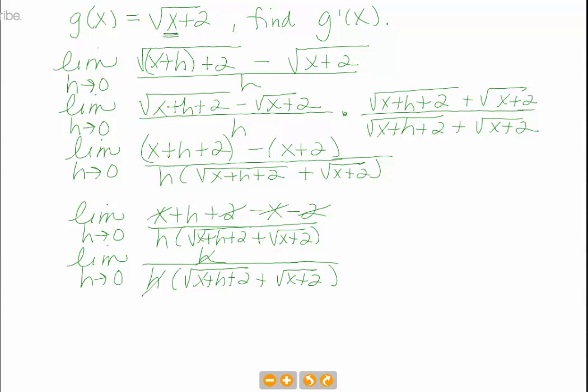And now the h's can cancel, leaving me a 1 on the top. Be careful about that. It doesn't cancel out to be 0. And then at this step, I'm going to plug in h to be 0, because I think we can see what happens there.